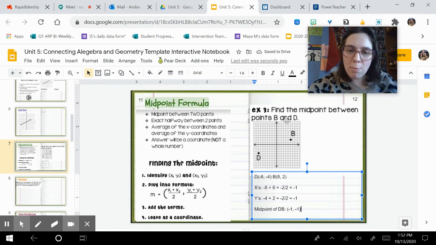So again, to find the midpoint, you are going to average the x's and y's. So you're going to add the x's together of the 2 coordinate points and then divide by 2. Then the same thing for the y's, add them together and divide by 2. And then you leave your answer as a coordinate point. Make sure you put the x value first, then the y value.